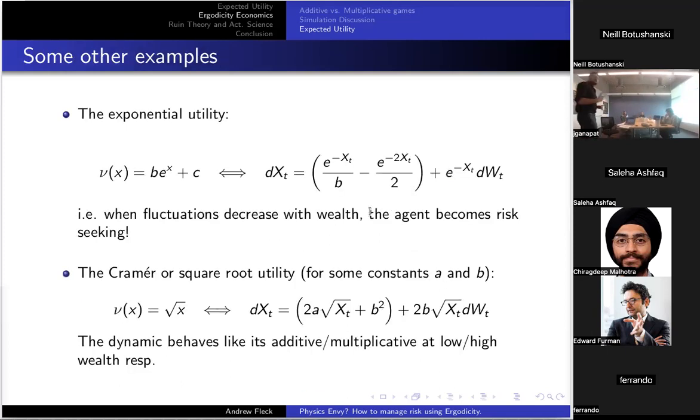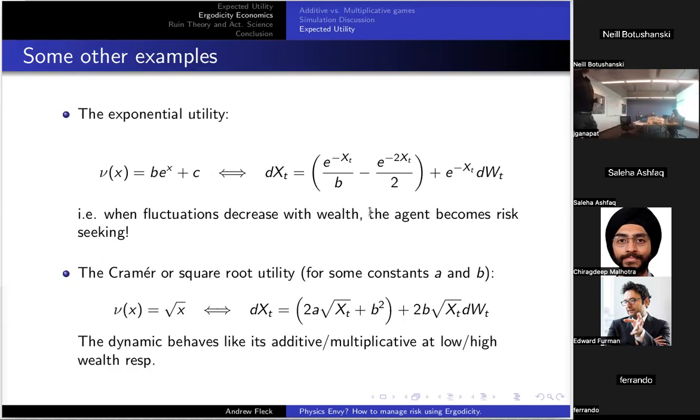And of course, you can get some other examples. So they say if I'm exposed to this strange looking dynamic here, where my fluctuations actually shrink the more wealth I have, then I should have an exponential utility, but not the one you're used to seeing. This one is actually risk seeking. So if fluctuations decrease with wealth, I should actually be wanting to take risks.